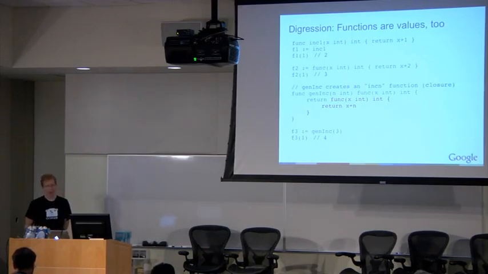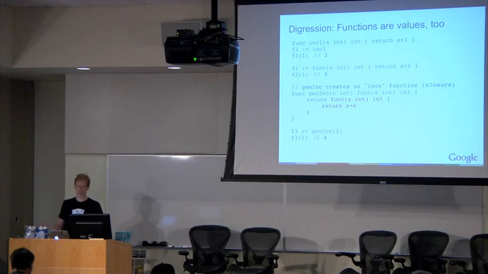So quick digression. In Go, functions are, of course, values, first-class objects, and closures. I don't need to go into much detail here. Here's a little geninc generator. You provide an int value n, and it returns a function that does inc n. And these are true closures, as you would expect.